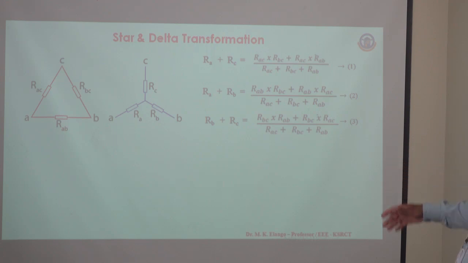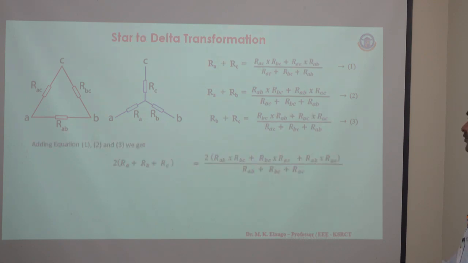For these cases, the left hand side gives the equivalent resistance across the terminals AC, AB, BC in star connected systems, and the right hand side represents the delta connected systems. In the delta connected systems, the denominator values are common, and only the numerators differ, as per the derivation.